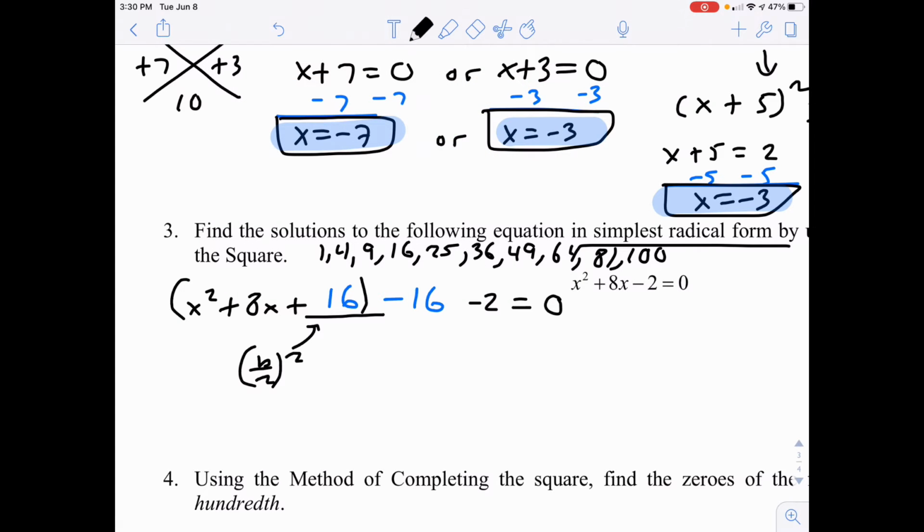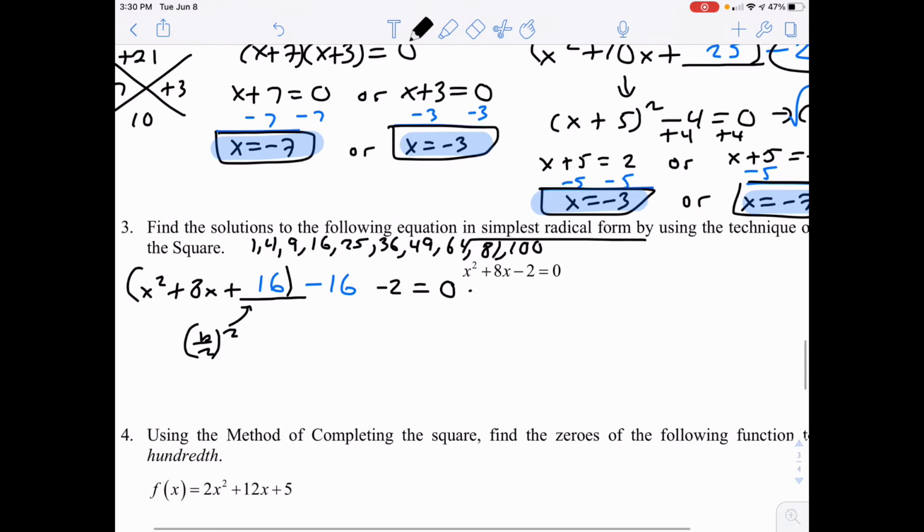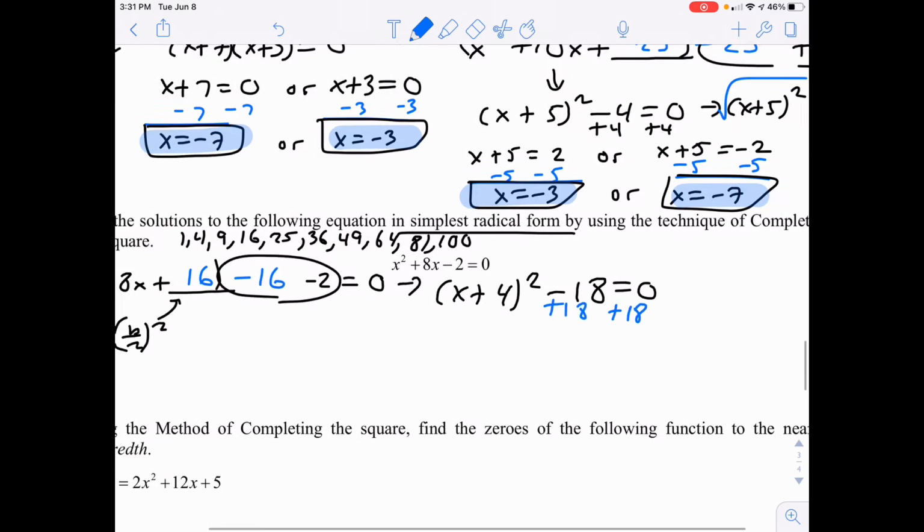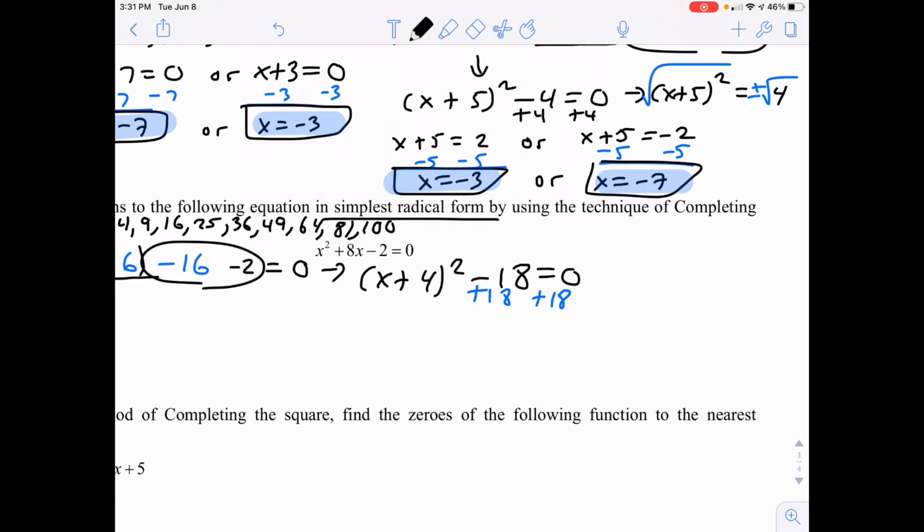Let's section this off. And this becomes x plus 4 squared. So this right here becomes x plus 4, quantity squared, minus 18 equals 0. Add 18, and rewrite this. And we get x plus 4 quantity squared equals 18.